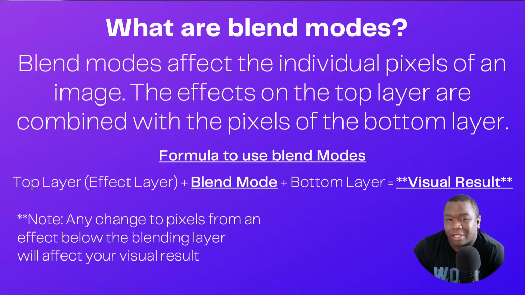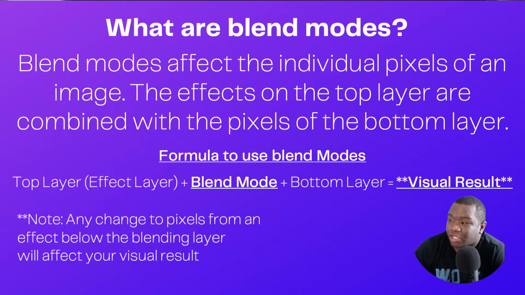Hopefully that helped break it down. Essentially, what you're going to do is put an effect on a layer at the top. I'm going to go into this a little bit more in depth when we go into the examples, but you put the effect on the layer and then it'll blend into the pixels of the lower layer.